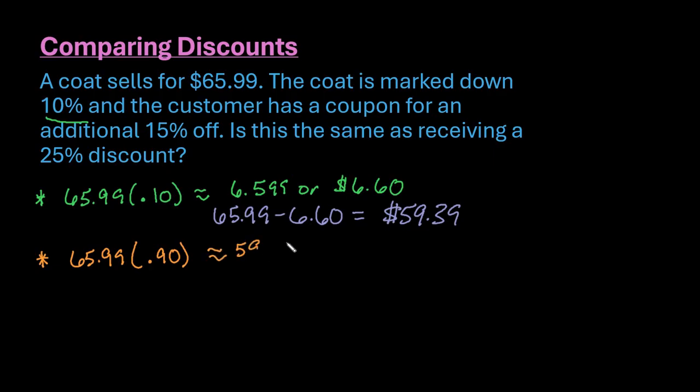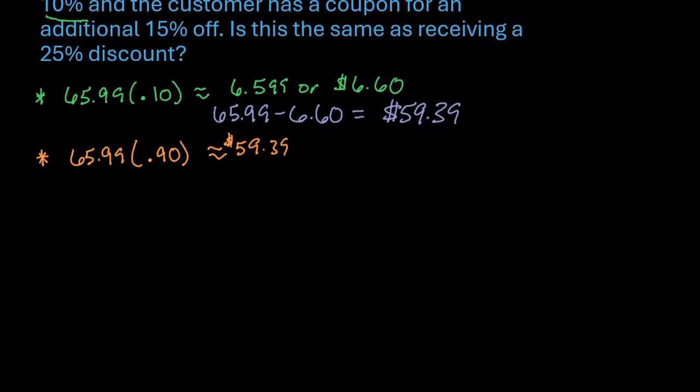So whichever way makes more sense to you, you can calculate the 10% discount. From there, we are getting 15% off of this new price. So this is our new price of $59.39. And again, you have the choice of finding the discount. So I can take the $59.39 times 0.15, which gives us approximately $8.91.